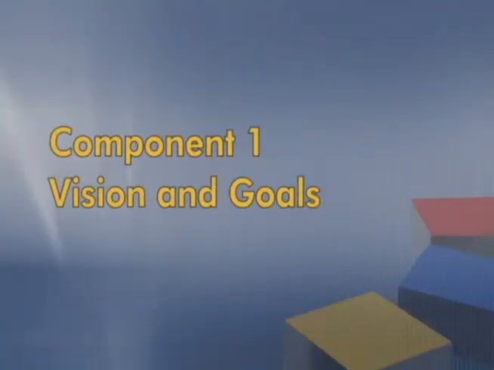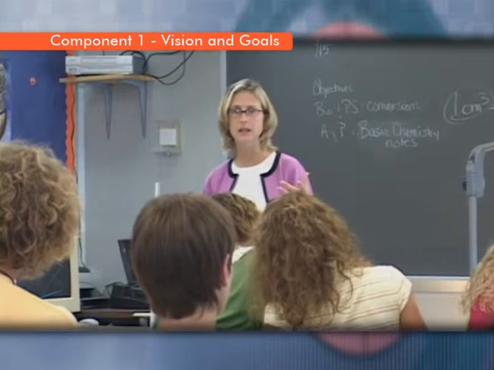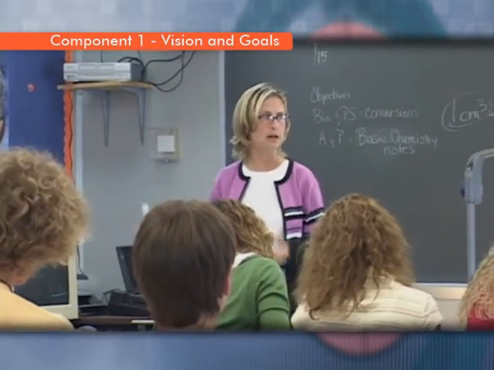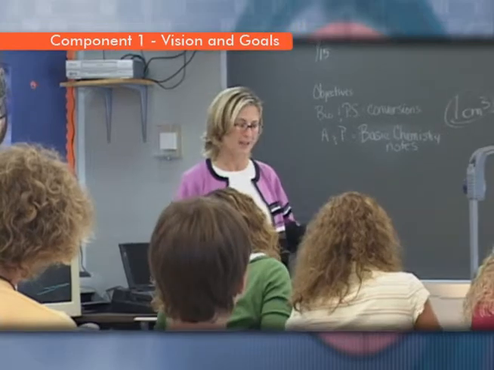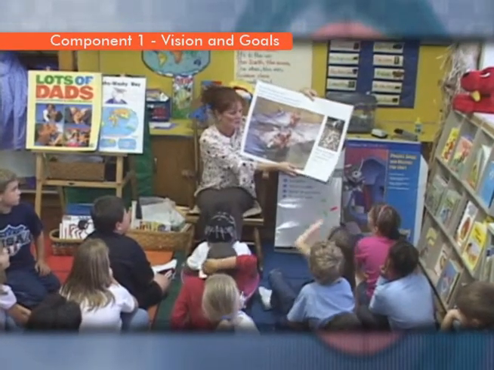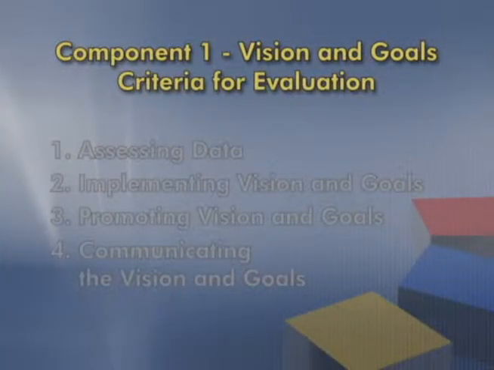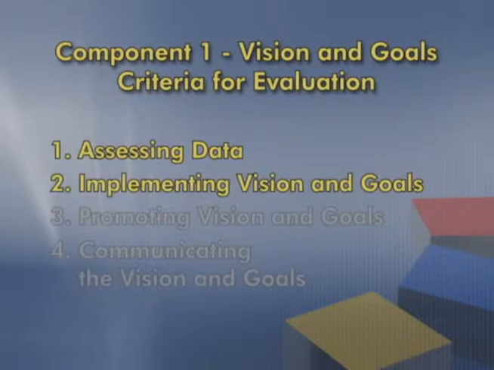Component 1 is vision and goals. Component 1 aligns directly with ISLIC Standard 1, a vision of learning, and focuses on implementing and promoting the vision and goals of the school and district. These goals should align with existing school success plans and improvement plans. 4 criteria are used to evaluate Component 1: assessing data, implementing vision and goals, promoting vision and goals, and communicating the vision and goals.